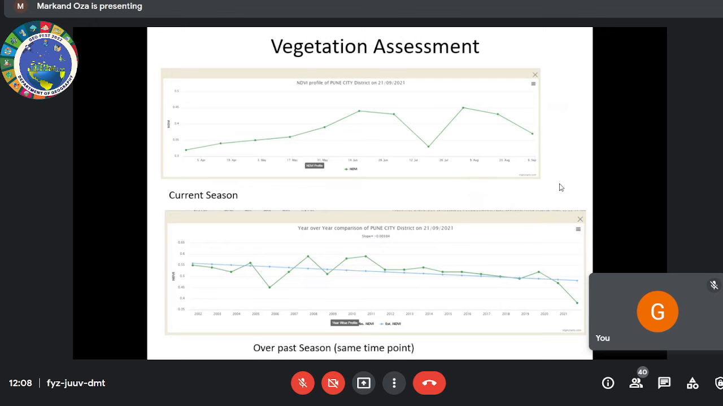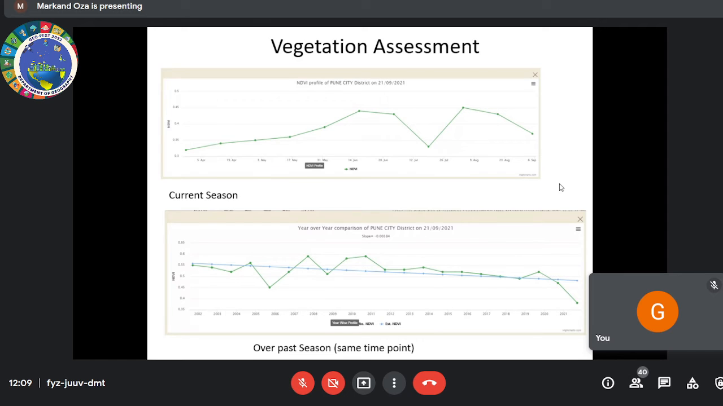It's not only that, it will also tell, for example, as on 21st September, how the NDVI trend has been for the last 6 or 8 time points. That means what is the performance of the current season, as well as it will say what is the condition of 21st September in the last 8-10 years.